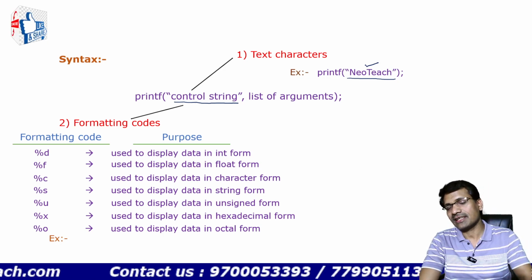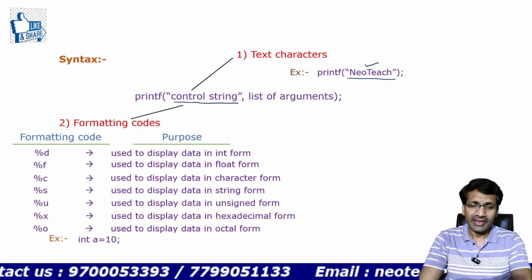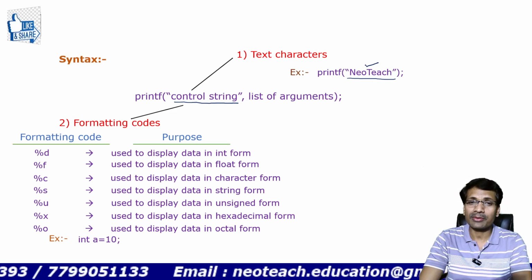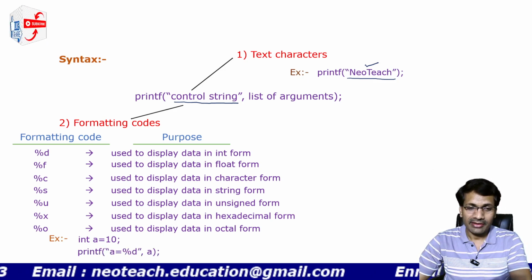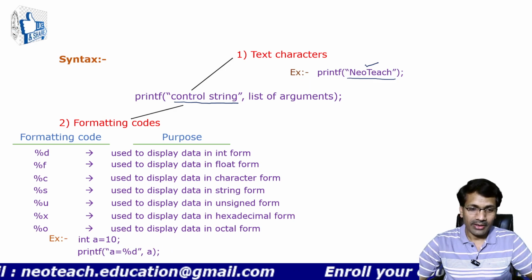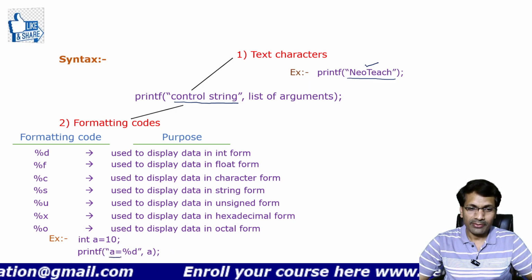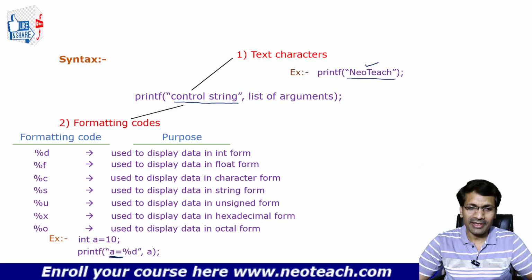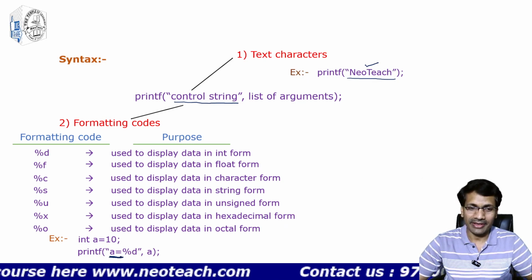So I will give one example here. Suppose integer a equals 10, which means a is a variable which holds the value 10. I want to print that integer value. Here, simply I am writing "a is equals to", and whatever I wrote is displayed as it is on the monitor, because this is normal content, normal text characters, as I said in point number 1.